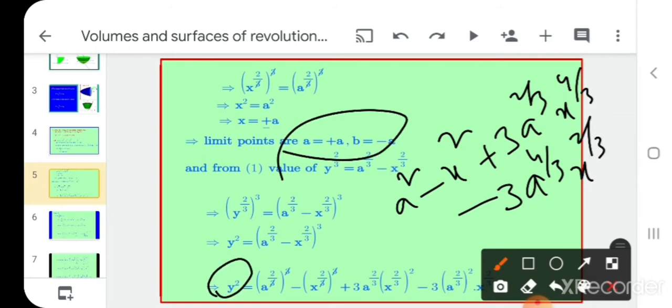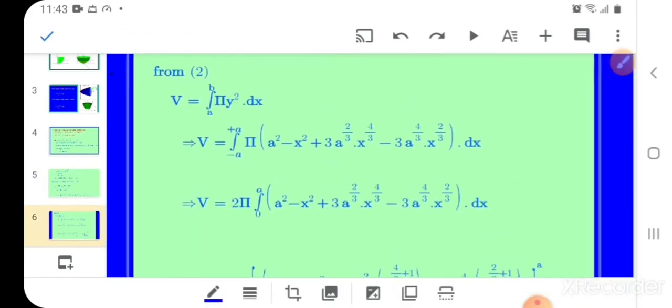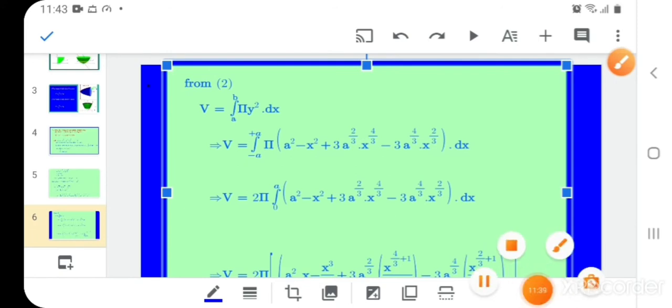So I write the formula of volume. See here, what is the formula we have? Pi V equals integral a to b pi y square dx. What are the limits here? Minus a comma plus a are the limits. Pi is the same. What is the y square value? A square minus x square plus 3a power 2 by 3 x power 4 by 3 minus 3a power 4 by 3 x power 2 by 3 dx. Is it clear?